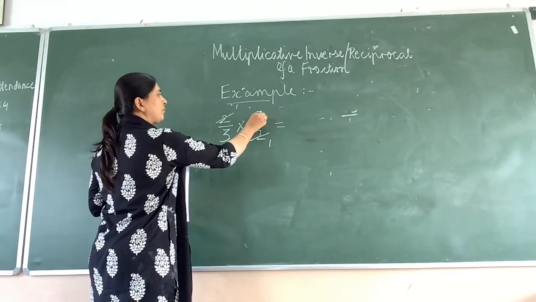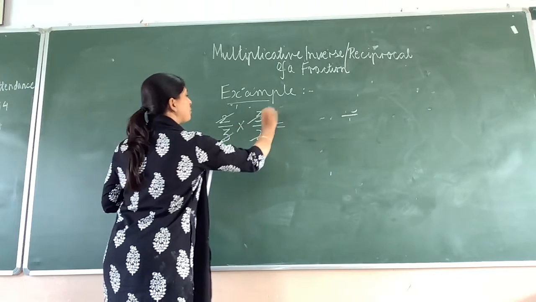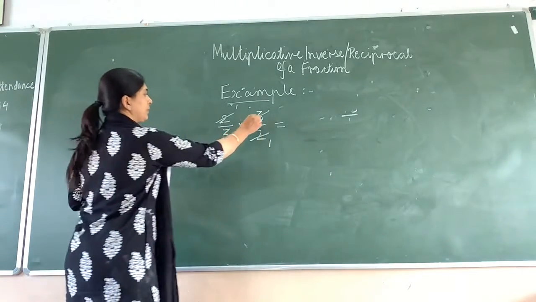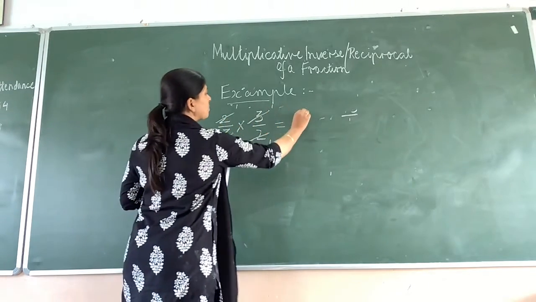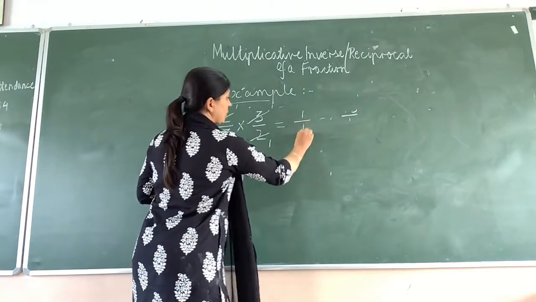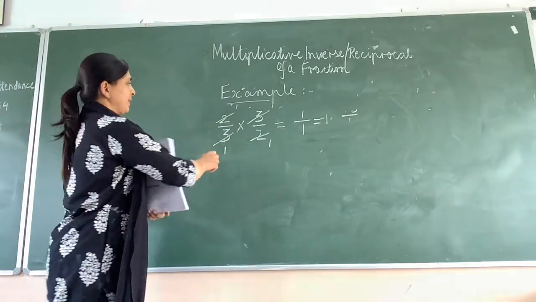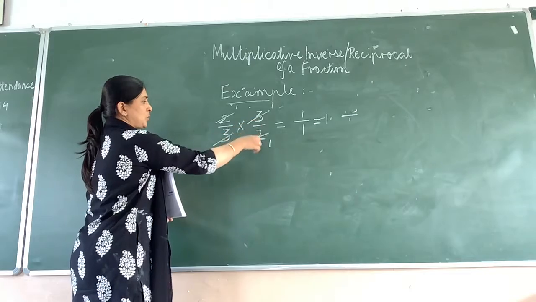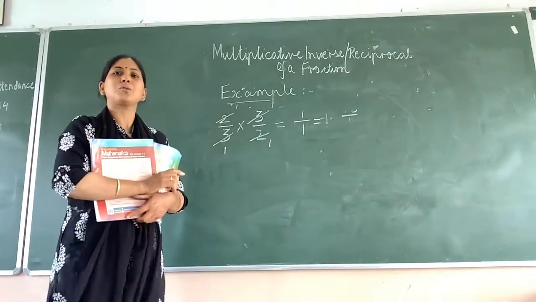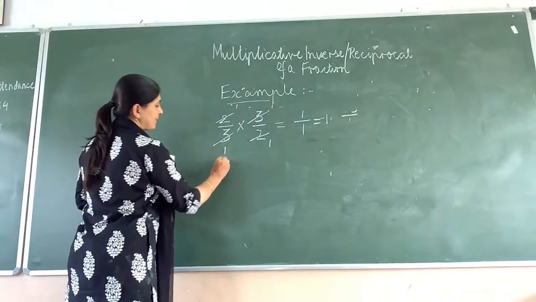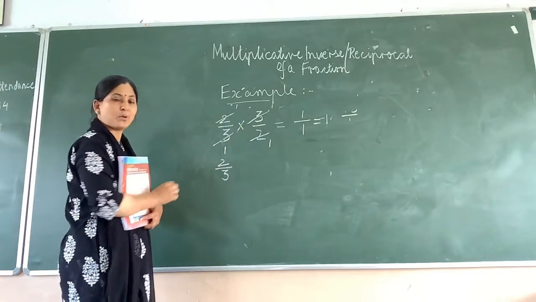Now the numerator of the second fraction and the denominator of the first fraction, both of them are 3. They can also be reduced by 3. 3 divided by 3 is 1. So 1 times 1 is 1. So 1 over 1 means, children, 1. So you see, 2 over 3 and 3 over 2, when we multiply, the product of these two fractions is 1. So what does it imply? It implies that 2 over 3 is the reciprocal of 3 over 2.